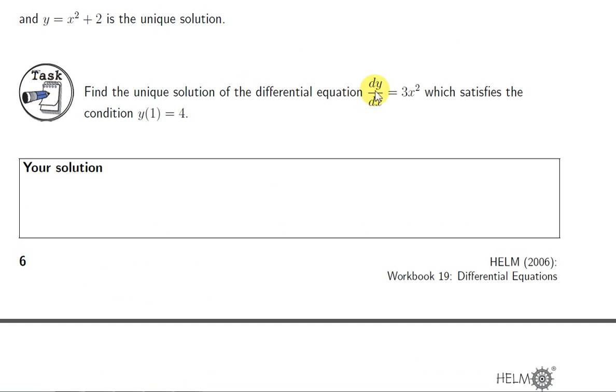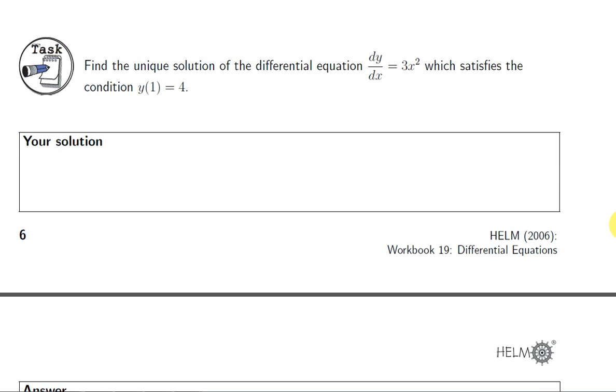Here's another example. We're going to solve the differential equation dy dx equals 3x squared. And the solution satisfies the condition y at x equals 1 equals 4. So we want to solve this to get y as a function of x. So this is straightforward. We just integrate 3x squared with respect to x.